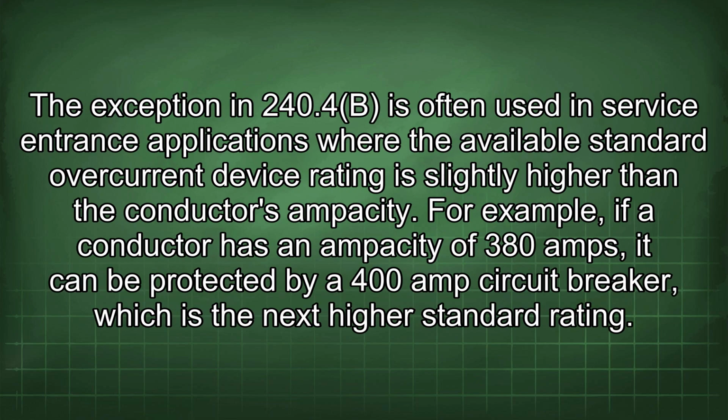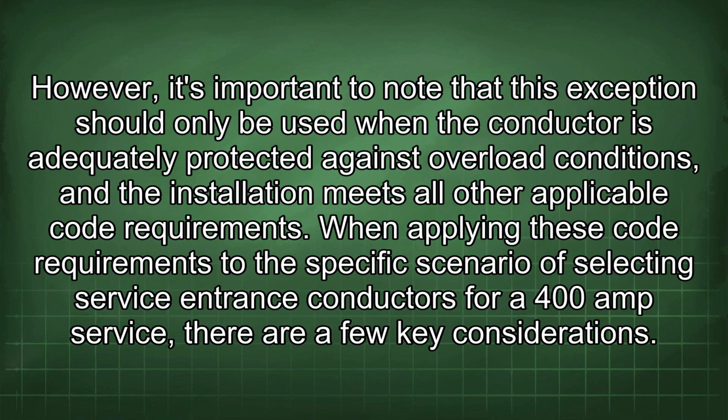The exception in 240.4(B) is often used in service entrance applications where the available standard overcurrent device rating is slightly higher than the conductor's ampacity. For example, if a conductor has an ampacity of 380 amps, it can be protected by a 400 amp circuit breaker, which is the next highest standard rating. However, it's important to note that this exception should only be used when the conductor is adequately protected against overload conditions and the installation meets all other applicable code requirements.